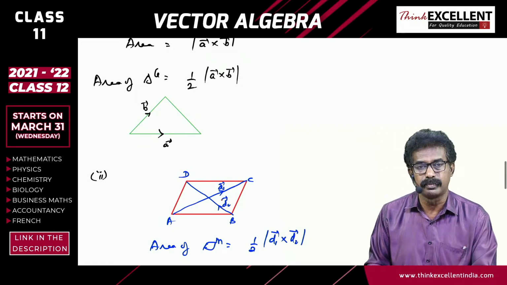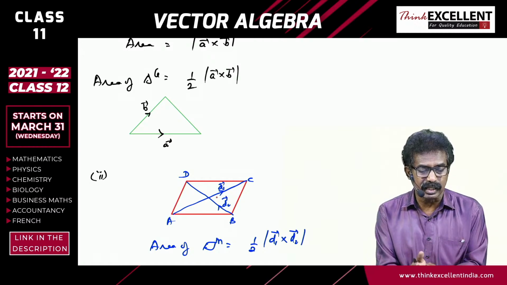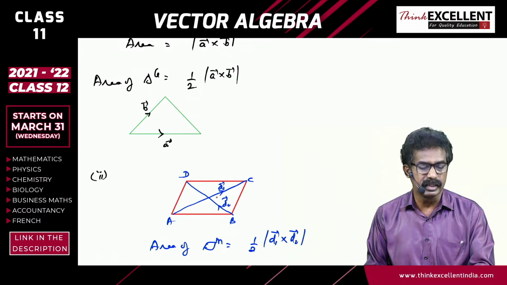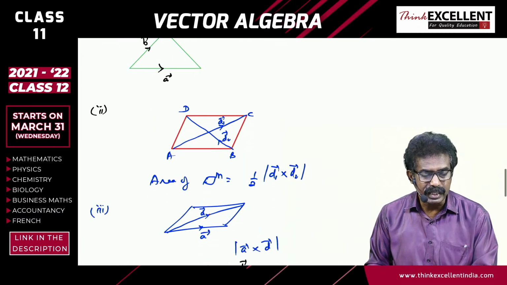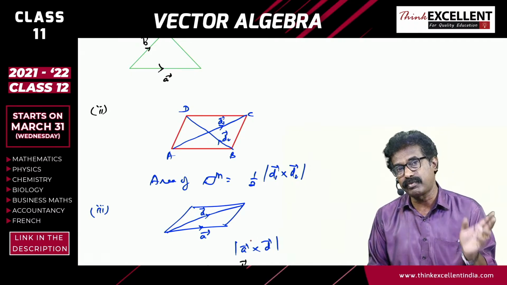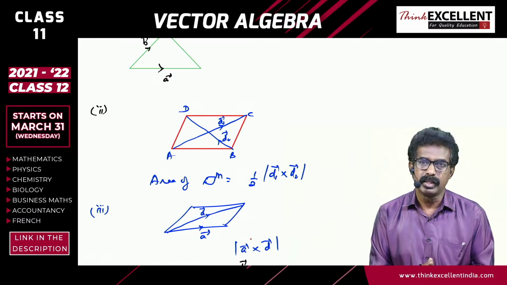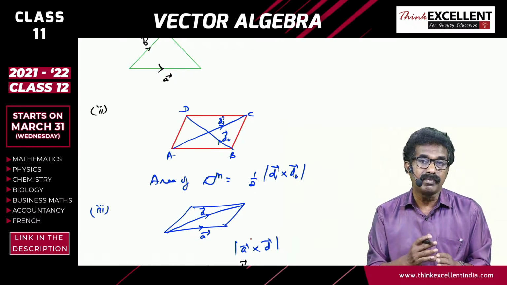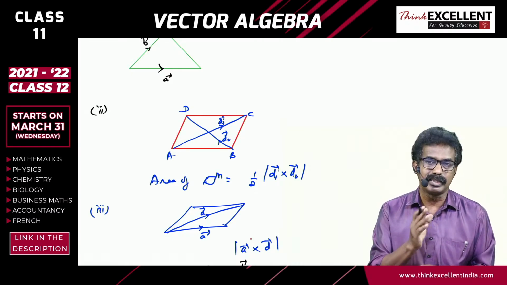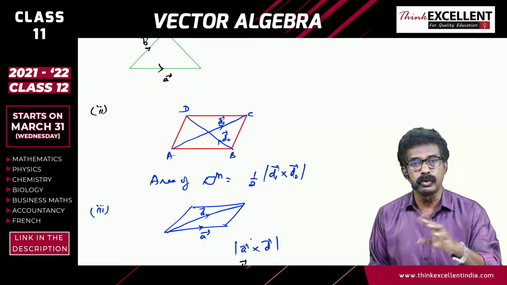If diagonals are given, the first formula is for when the adjacent sides are given. If the diagonals D1 and D2 are given, then the area of the parallelogram is half into modulus D1 cross D2. If a side and a diagonal are given, it is modulus A cross D. So the area of the parallelogram has three formulas. One, if the adjacent sides are given, modulus A cross B. If the diagonals are given, half into modulus D1 cross D2. If a side and one diagonal are given, modulus A cross D. All of these are to find the area of a parallelogram. If they ask for a triangle, you take half of that, okay?